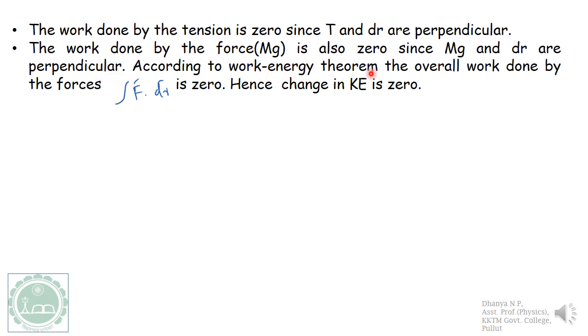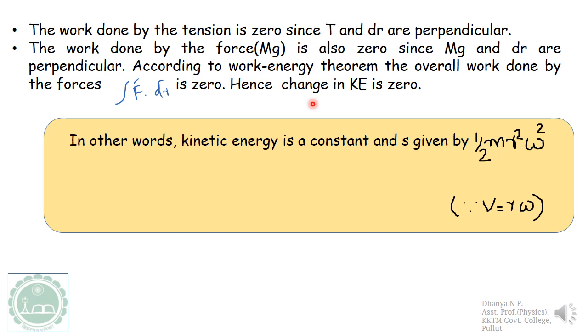According to the work energy theorem, the overall work done becomes 0. That is, the integral of F dot dr is 0. That means the change in kinetic energy is 0. Eventually kinetic energy is constant. In other words, kinetic energy is constant for a conical pendulum and is given by half m r square omega square. Here omega is the angular velocity and linear velocity v is equal to r omega, r being the radius and m the mass.